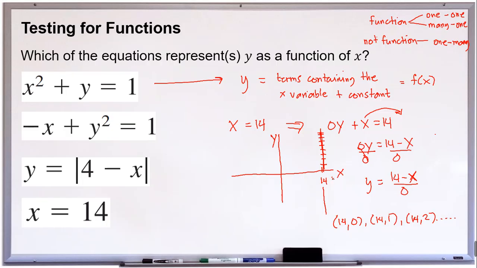and also towards negative infinity. So therefore we have, for a single value of x, which is 14, there correspond infinite values of y. So we have a one to many relation. So therefore the last equation is not a function.